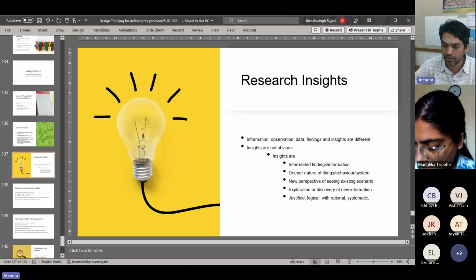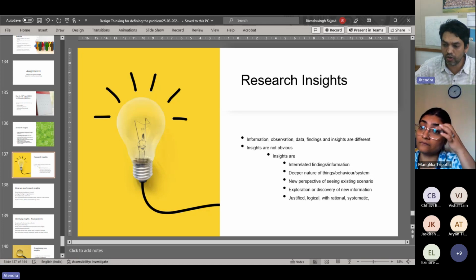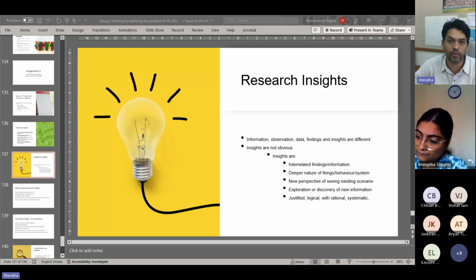So that is where insights are not very obvious, very simple, or very easy to be explored or categorized. Insights are interrelated, deeper. They have multiple new perspectives, and they usually provide new information about given situations. They need to be justified.